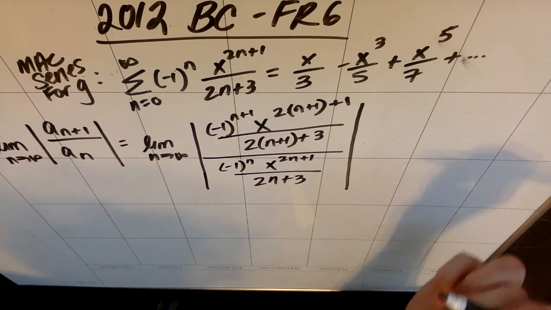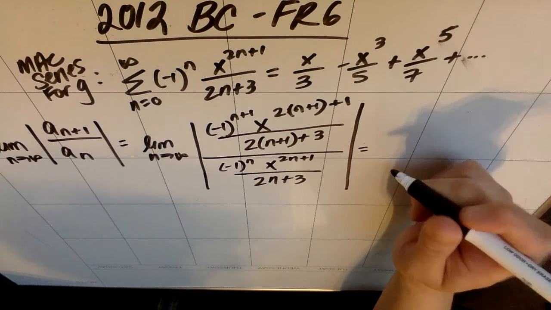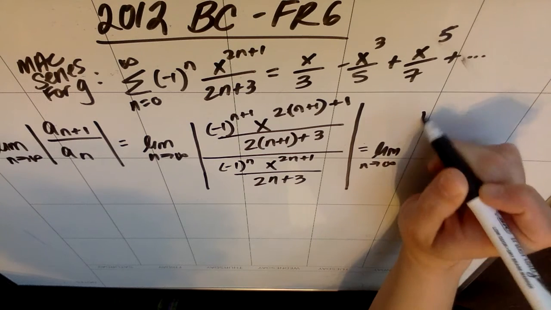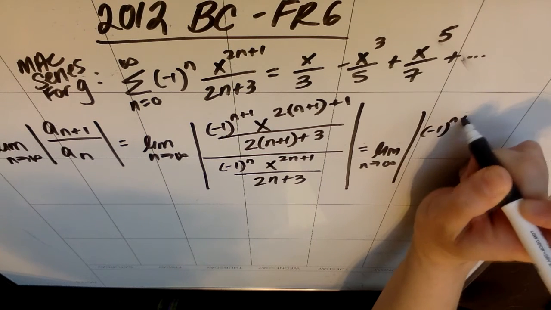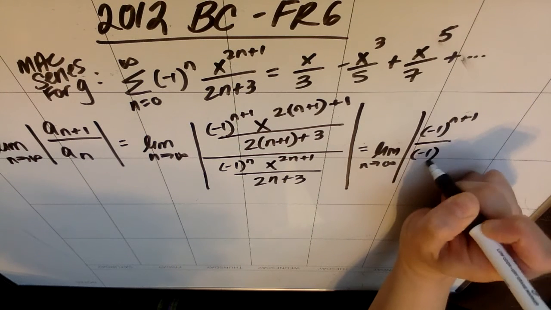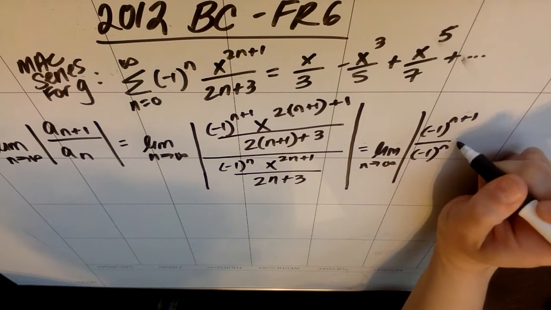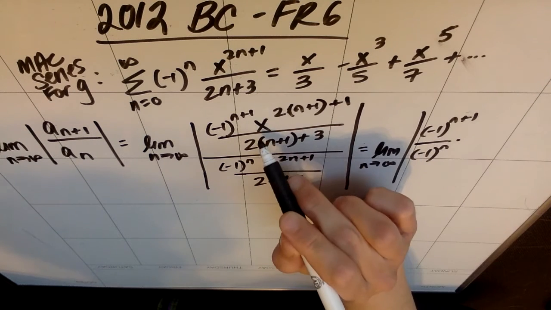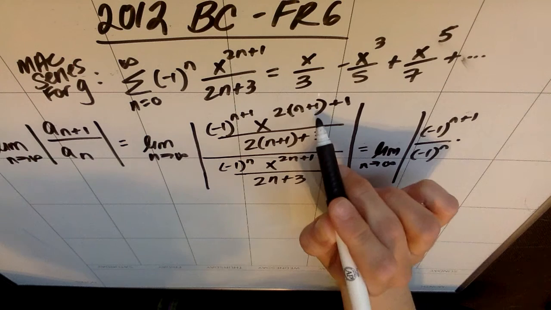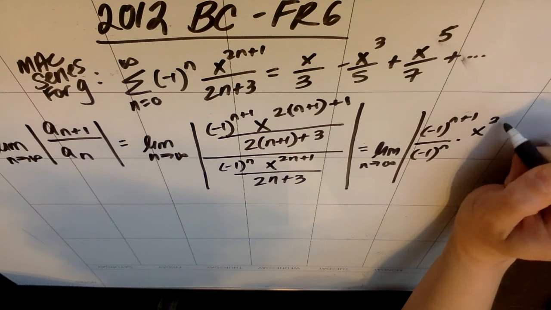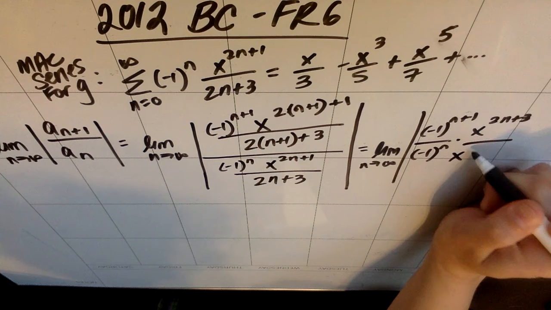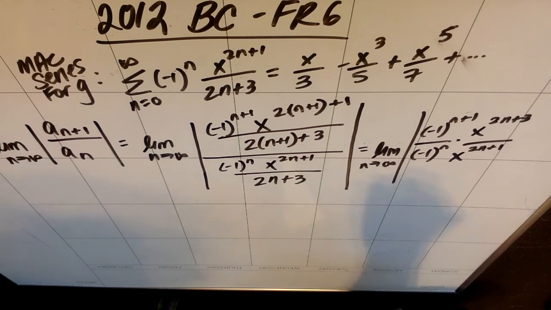When I clean up my limit, and we're going to see if I can squeeze stuff in here and you can still see it, I have this limit as n approaches infinity. The negative 1 to the n plus 1 is going to end up on top of the negative 1 to the n, which we'll deal with in a sec. Really it doesn't matter. It's going to end up being a negative 1 and cancel out. This is an x to the 2n plus 2 plus 1, so I'm going to get x to the 2n plus 3, and it's going to end up being over an x to the 2n plus 1, right?